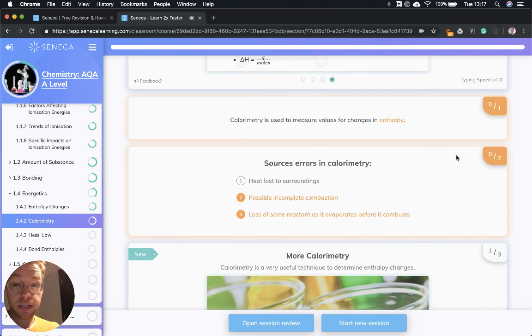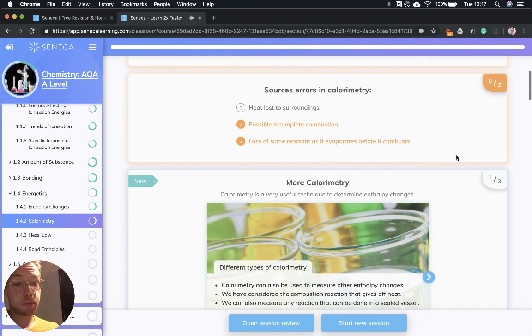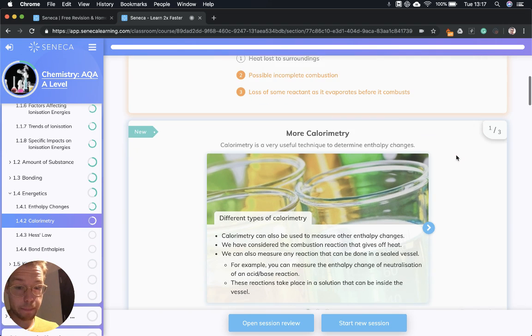So do we remember some sources of errors in bomb calorimetry? Well, we've got heat loss to the surroundings, possible incomplete combustion, and loss of some reactants as it evaporates before it combusts. Those are three to remember.